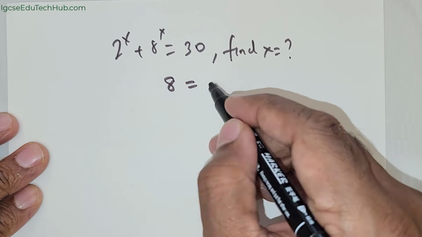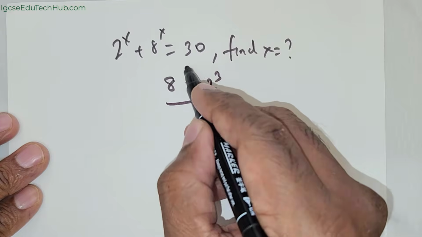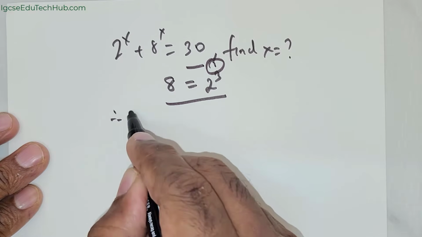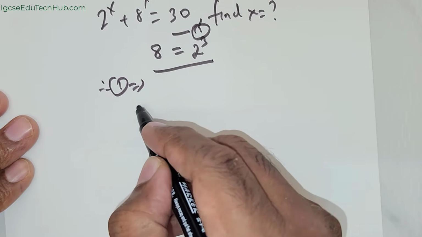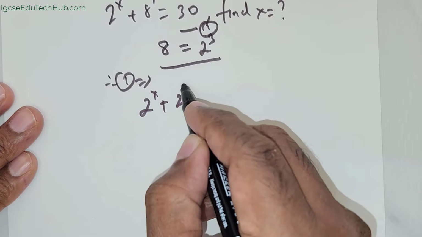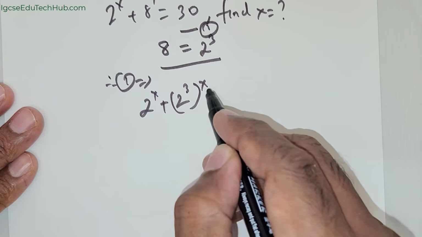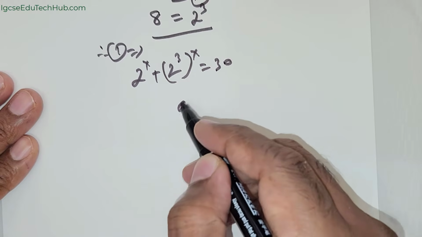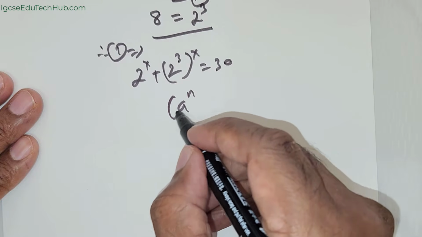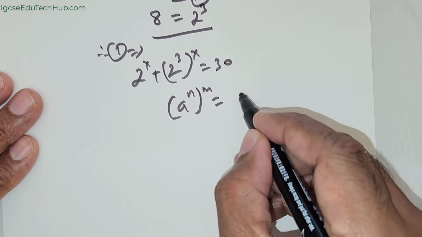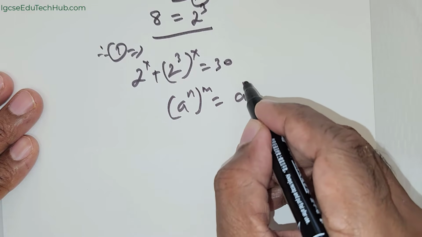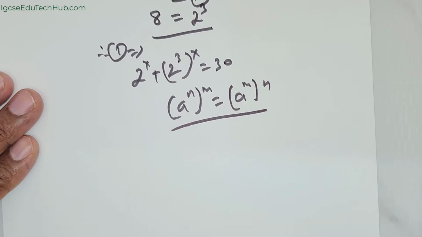Foremost, I want to write 8 as 2 raised to the power of 3. So if we take this as equation 1, it can be rewritten as 2 raised to the power of x plus (2 raised to the power of 3) whole raised to the power of x is equal to 30. Now the law of indices: if you have a raised to the power of n, the whole raised to the power of m, you can rewrite this as a raised to the power of m, the whole raised to the power of n.